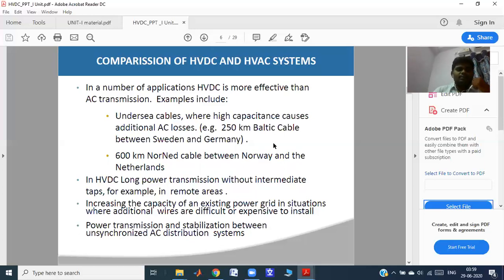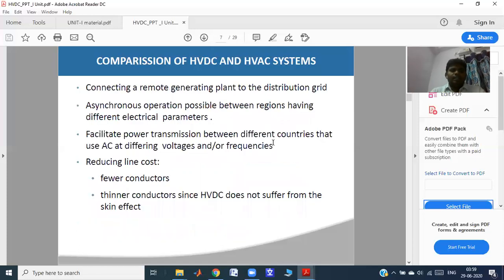Next, power transmission and stabilization between unsynchronized AC distribution systems. Using the HVDC transmission system, unsynchronized AC distribution systems can be interconnected. That means the sending end may have a 50 Hz system and the receiving end a 60 Hz system. Both AC networks will be connected by the HVDC transmission system by means of inverter stations. That is only possible in a DC transmission network. Next, connecting a remote generating plant to the distribution grid. It is possible in a DC network only.